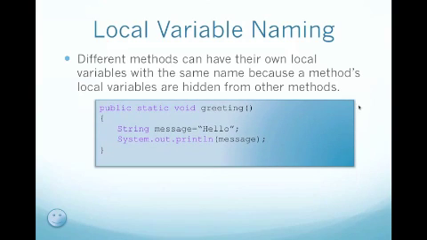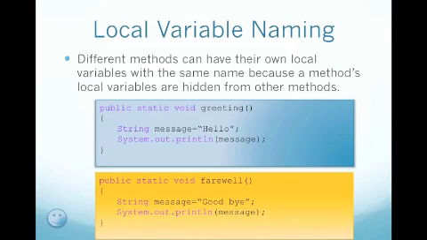For example, we have a method here called greeting, and we declare a local variable called message. And then we have another method called farewell, and we declare another local variable called message, which is the same name as the local variable in greeting. It is completely fine to declare multiple local variables with the same name as long as they are located in different methods. They will not interfere with each other because all the methods are independent from each other.